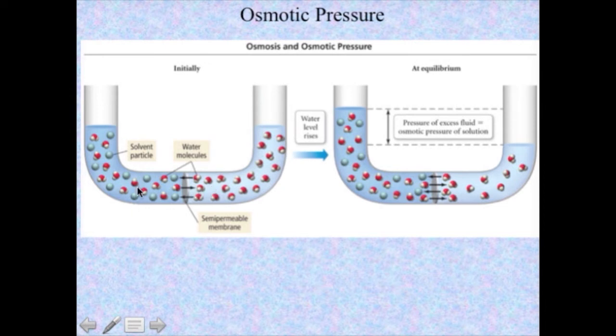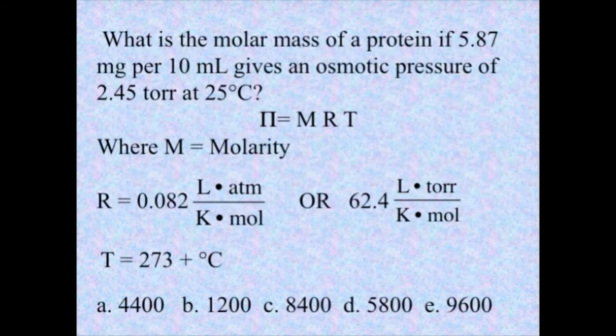That's another explanation. What ends up happening is that the level of water in the salt solution side rises, and there's a difference in level between the two halves of the U-tube. That difference in level is measured as a pressure called the osmotic pressure. So here's a typical question.